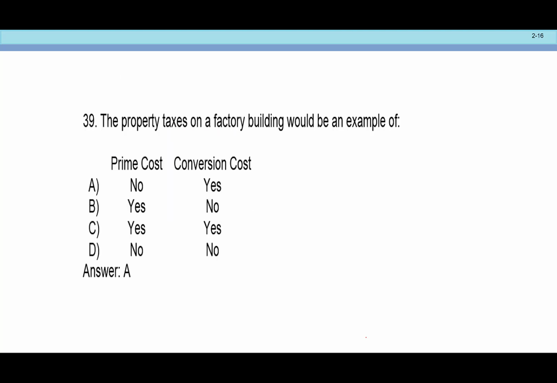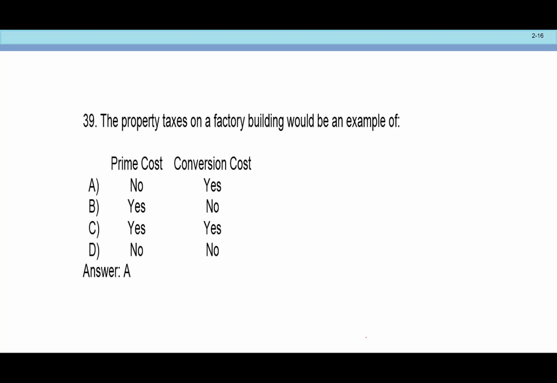Okay, good. The property taxes on a factory building would be an example of a prime cost. Prime costs are direct labor, direct materials, right? Okay. Our what? Conversion cost. Is it a conversion cost? Yes, it is, right? Because it's going to be part of my manufacturing overhead.